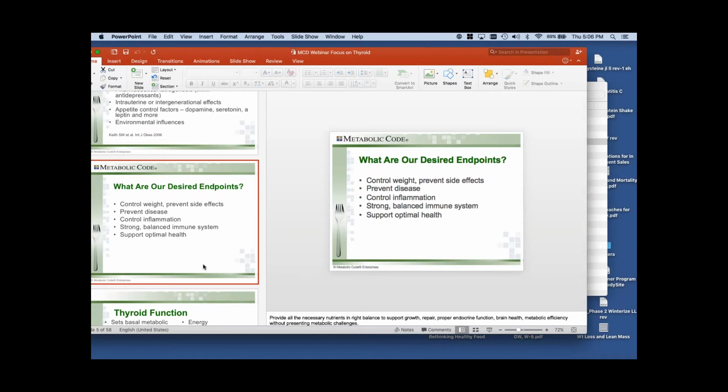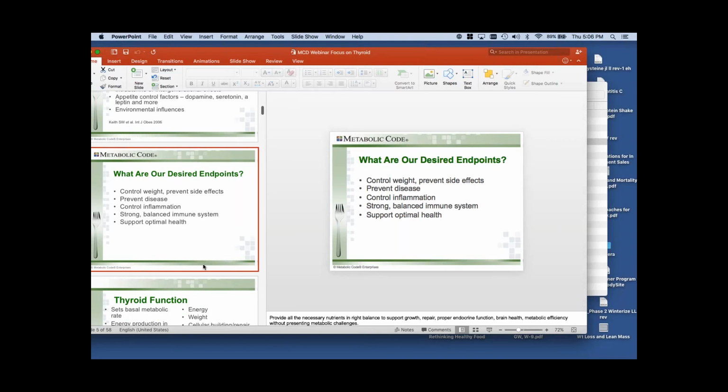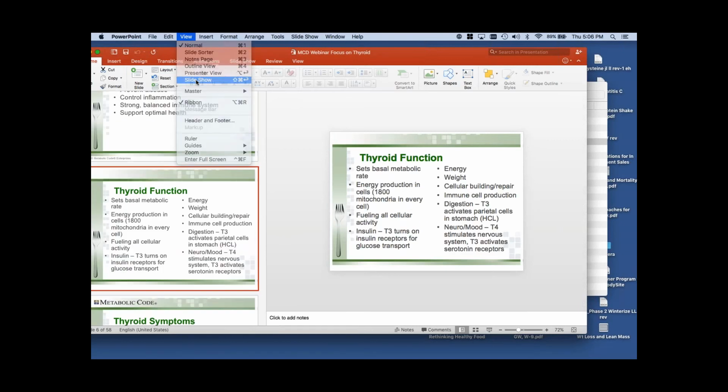But we also do other things, like making sure that we're paying attention to the immune system, and of course that's where the gut health comes in, and in that way support overall optimal health.